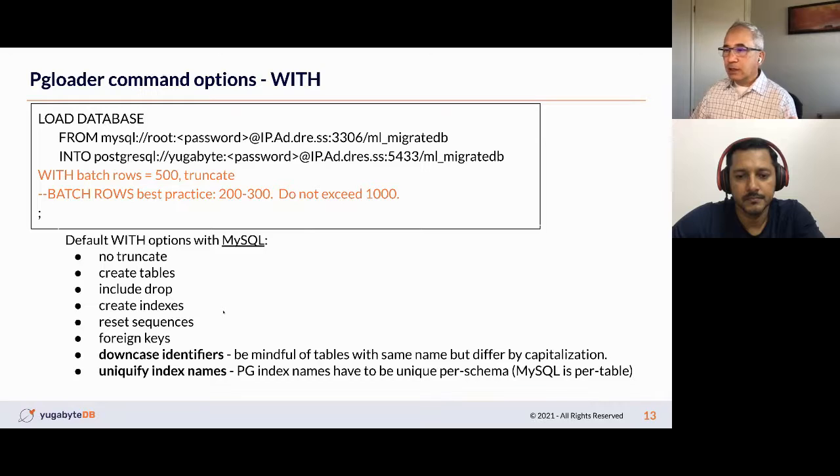And then the uniquify index names option. Postgres basically needs to have unique index names per schema. All right, and MySQL, as you can see there in the notes, is per table. So that's just a nice little feature, but YSQL Loader will do that for you.